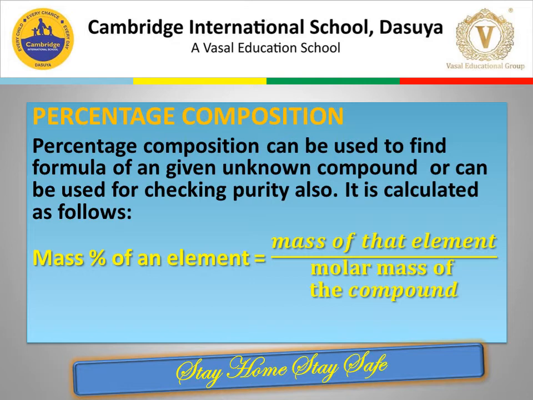Now, why do we require this percentage composition? At times we are given the percentage composition of different elements, and we use this percentage composition to find out the formula of the given compound. Also, we may use this percentage composition to find out the purity of a sample, and this is found out by: mass percentage of an element is equal to mass of that element to the molar mass.